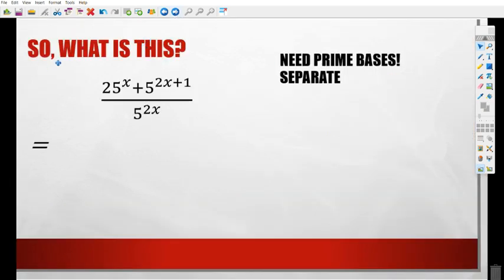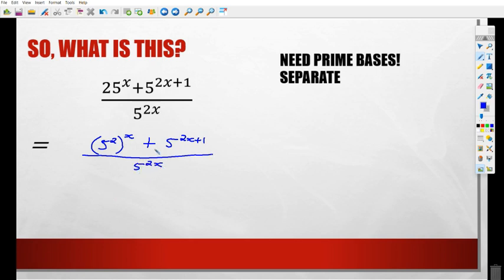So what is this? First of all, before I look at this, I need to first get all my prime bases. If I look there, I've got a 5 and 25. Which one is not a prime base yet? The 25. So let's get it into a prime base. We know how to do that from our previous video. You put that in your calculator and you get 5 squared, and outside of the bracket to the power of x. Then plus 5 to the power of 2x plus 1 all over 5 to the power of 2x. Simple and simple.